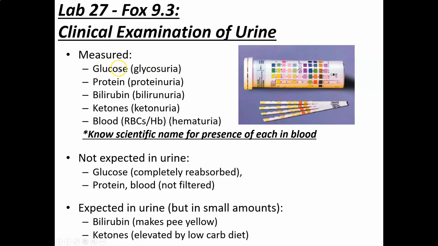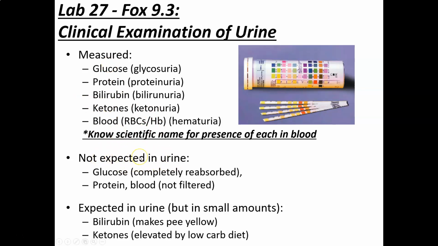If you have excessive glucose in your urine, which would be more than 0, it's called glycosuria. If you have protein, it's called proteinuria. If you've got bilirubin, it's called bilirubinuria. If you've got ketones, it's called ketonuria. If you got blood, it's called hematuria. Even though it looks like a T, it's pronounced CH, hematuria. Or you could call it hemoglobinuria if you had hemoglobin specifically. But oftentimes hemoglobin and blood are used interchangeably. It's almost impossible to have one without the other. So you should know those scientific names.